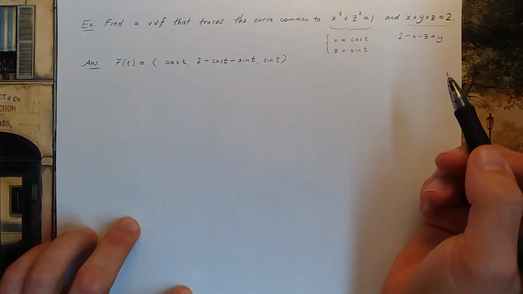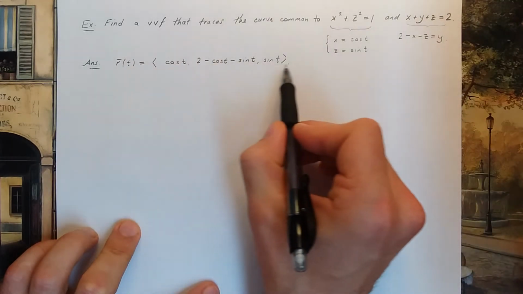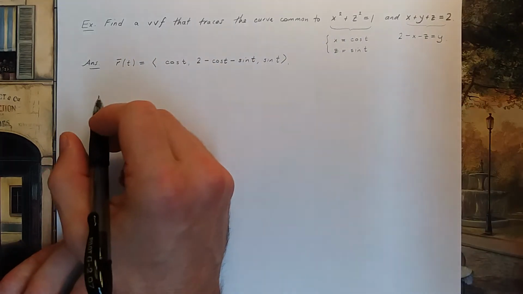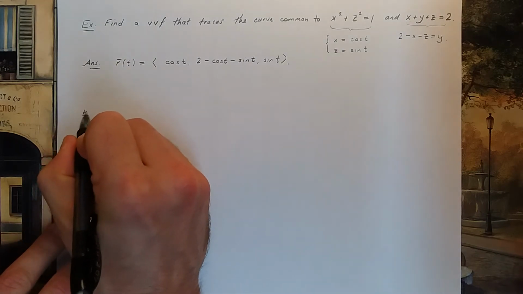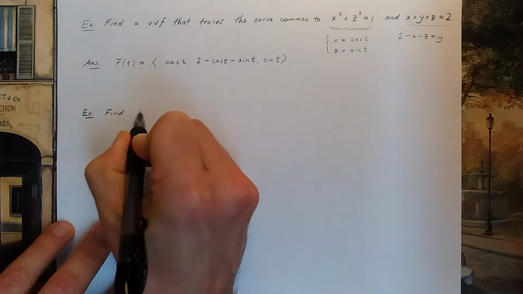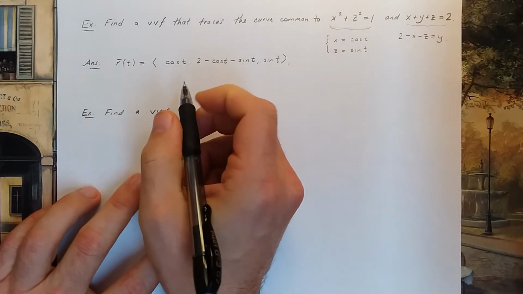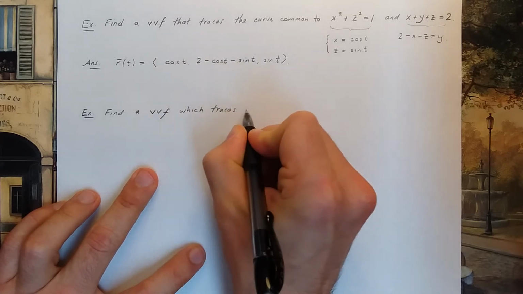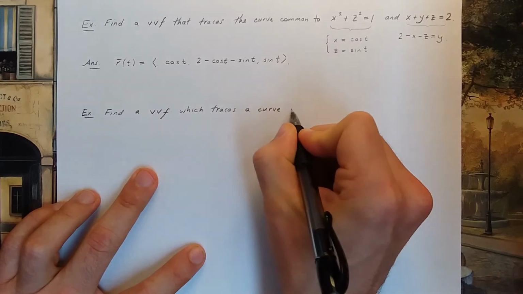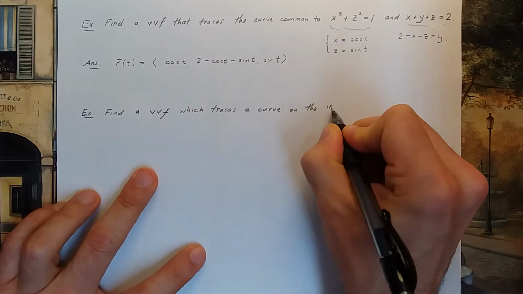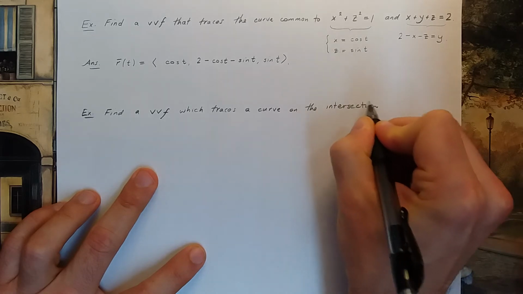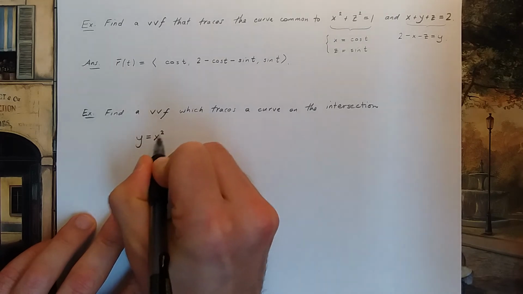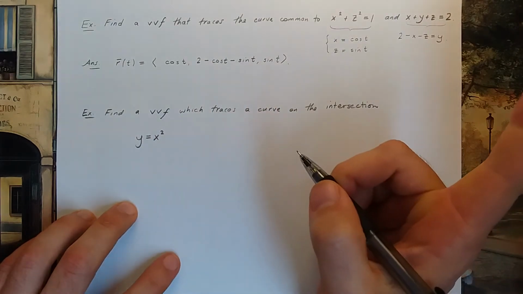In a follow-up video to this one, I will graph this in my software Mathematica to show you indeed that it answers the question. But before that, let's do another example. Let's find a vector-valued function which traces a curve on the intersection of, how about let's try y equals x squared. That's an equation I'm thinking about in R3.